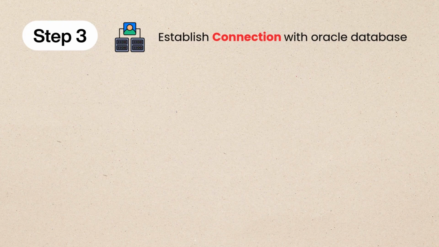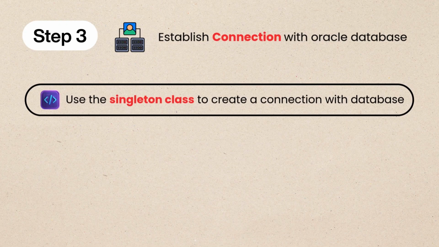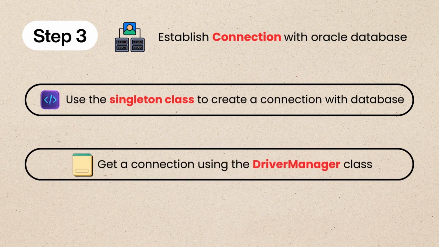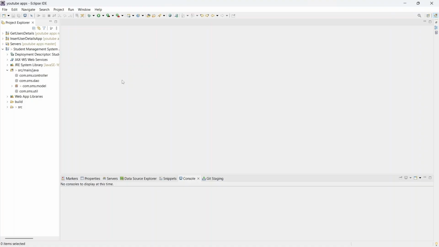Step 3 is to establish connection with the database. To establish a connection with the database, we will use a singleton class. The singleton pattern ensures that only one database connection object is created and shared across the application, which helps us improve the efficiency of the application. As part of creating the connection, we will first load the Oracle driver into memory. Then by using the getConnection method of the driver manager class, we will obtain the connection object for the Oracle database.